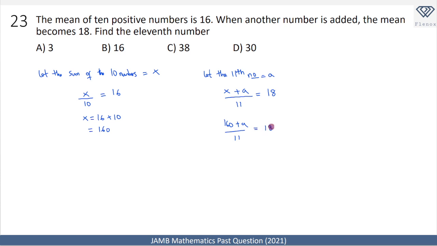Now we can easily cross multiply. So we know that 160 plus a will be equal to 18 times 11. And what is 18 times 11? That will be 198. So we can make a the subject of the formula. So we know that a will be equal to 198, and when we bring 160 over to the other side, that will be minus 160. And that is equal to what? 38. So the 11th number is 38. And that makes C the correct option.